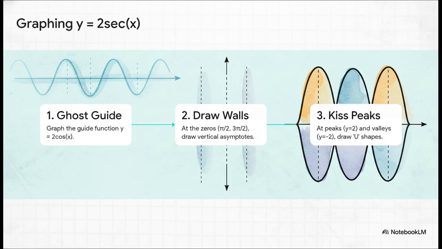So where does that cosine graph hit 0? At pi over 2, 3 pi over 2, you know the drill. That's where we pop in our vertical asymptotes. And finally, step 3, kiss the peaks. The high points of our guide are at y equals 2. So we draw our little parabolas kissing those points and going up. The low points, the valleys, are at y equals -2. So we draw the upside down parabolas kissing them and going down. And boom, you're done. You just graphed the whole thing and you didn't have to memorize a single shape.